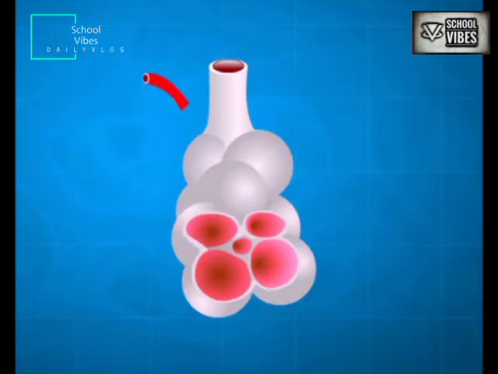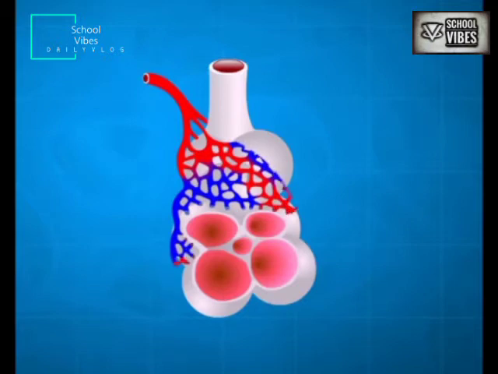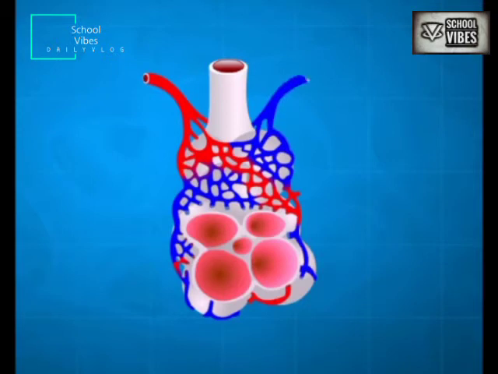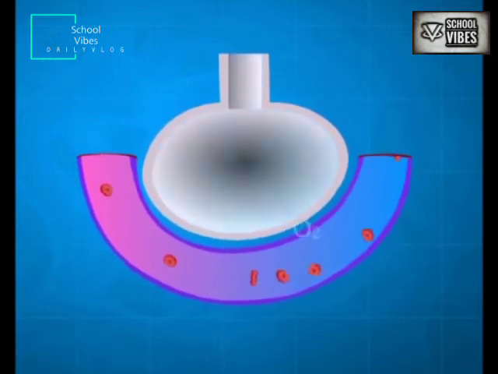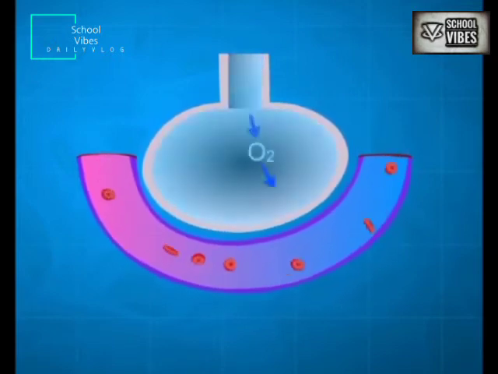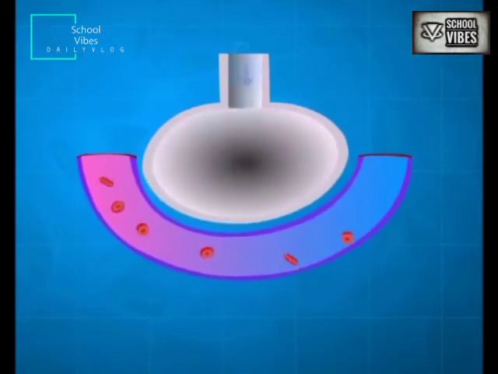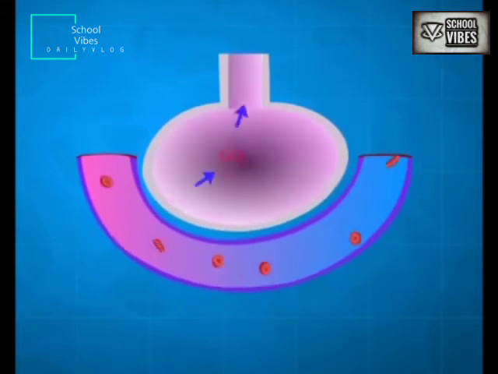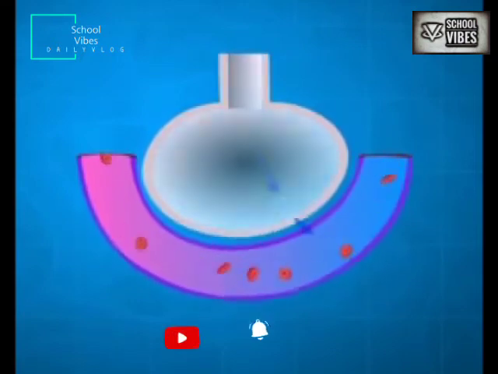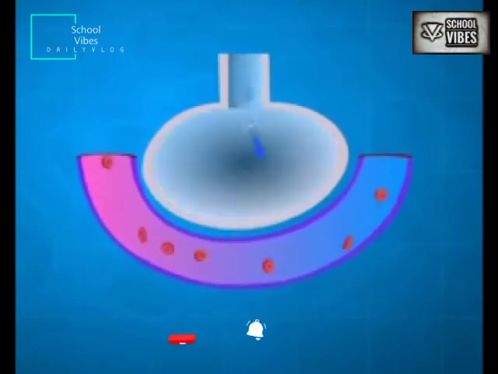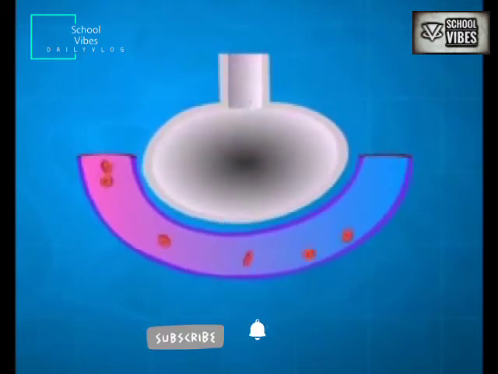The arteries reach here, branch profusely into capillaries and cover the alveoli. Later, these capillaries combine together to form veins. The concentration of carbon dioxide in the blood capillaries is higher than that of the alveoli. So, carbon dioxide from the blood diffuses into the alveoli. However, the concentration of oxygen in the alveoli is higher than that of the capillaries, so oxygen diffuses into the blood capillaries.